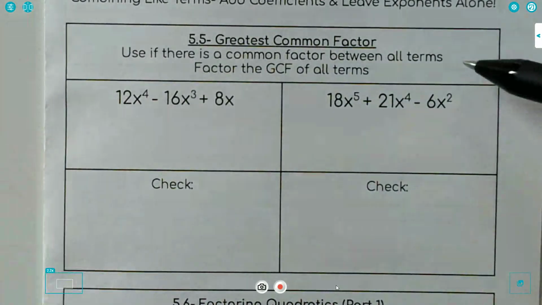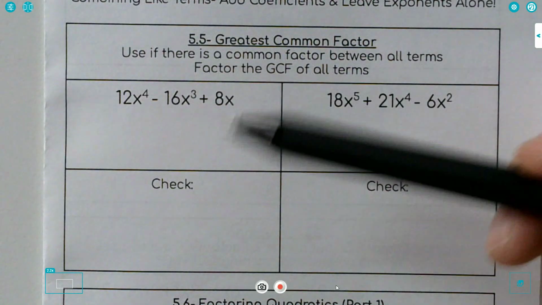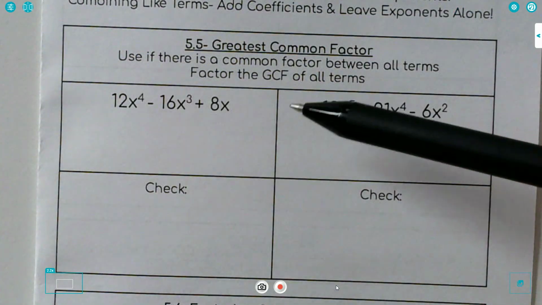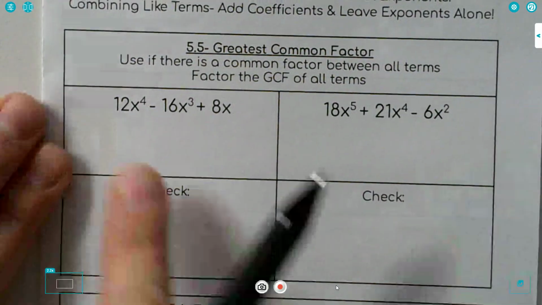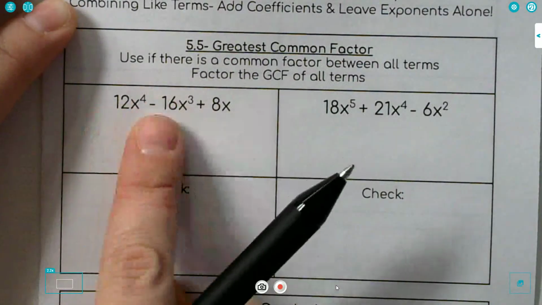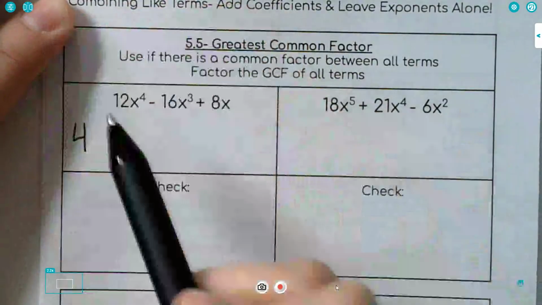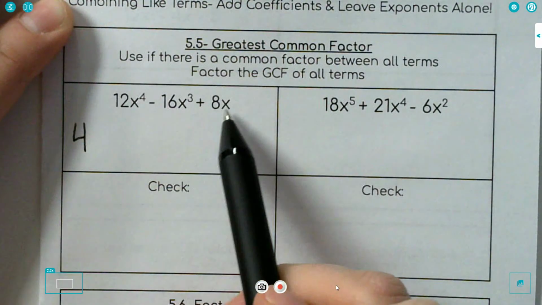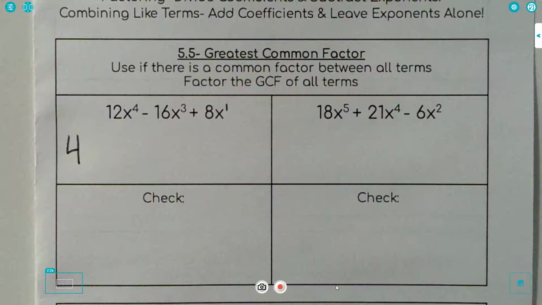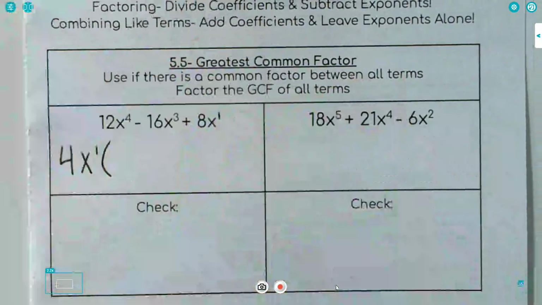The first method of factoring we learned in 5.5 was greatest common factor. You use this only if there is a common factor between all of the terms. So there is something that we can divide all 3 of these terms by. And if we can do that, we factor the greatest common factor out. So in this one here that we're going to do together, we've got 12, 16, and 8. What can I divide 12, 16, and 8 all by? Yeah, 4. Then I've got x to the 4th, x to the 3rd, and x to the imaginary 1st. How many x's can I factor out? Just 1. So my greatest common factor here is 4x to the 1st. I'm just going to put that in front of parentheses.